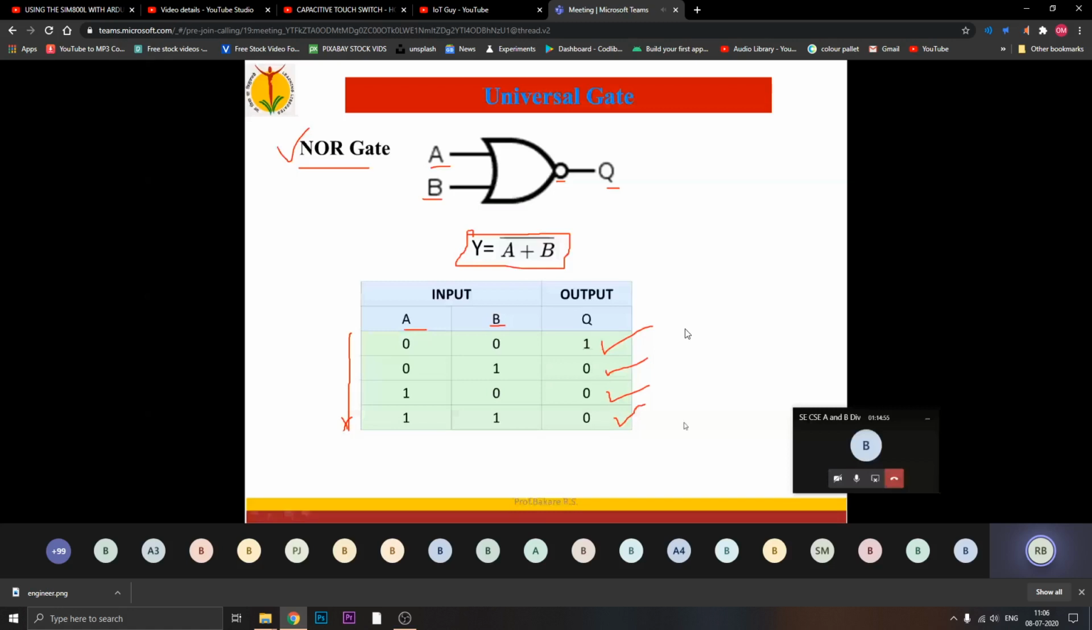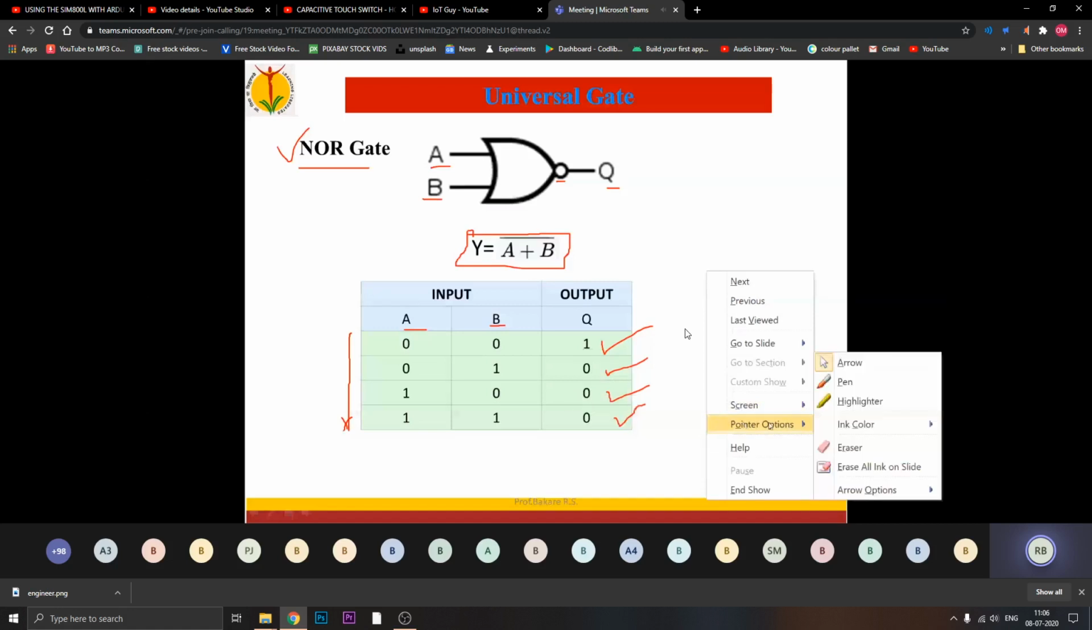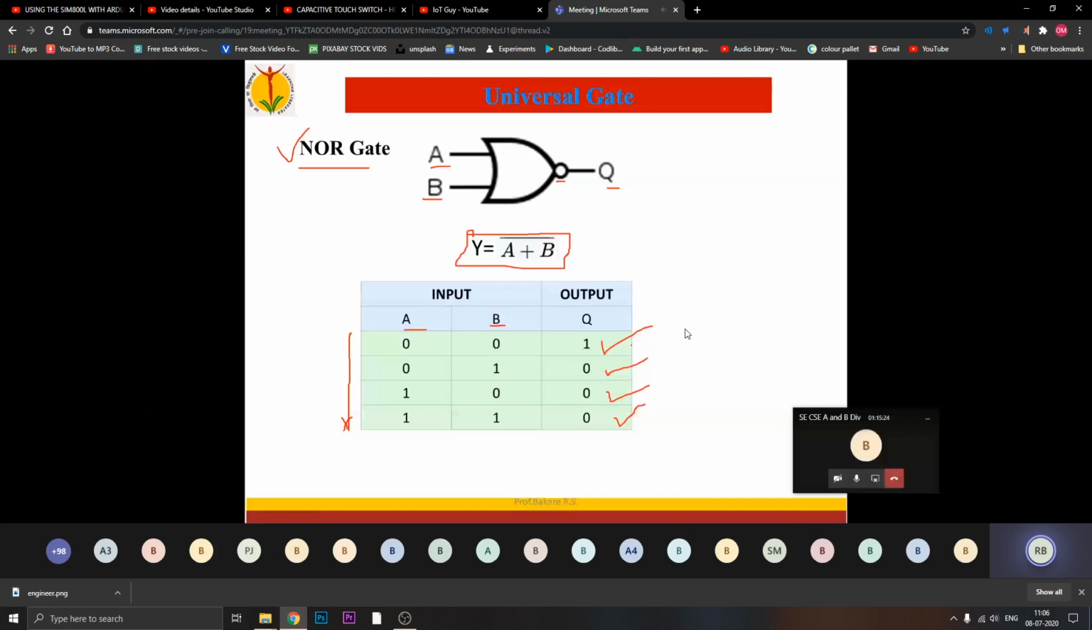Yes, students? No one? So if any one of the inputs is high, that is 1, then the output is 0. Very simple. Absolutely right. If any one of the inputs is 1, we get the output 0. Only if both inputs of the NOR gate are 0 do we get the output as 1. So this is the conclusion regarding the NOR gate.